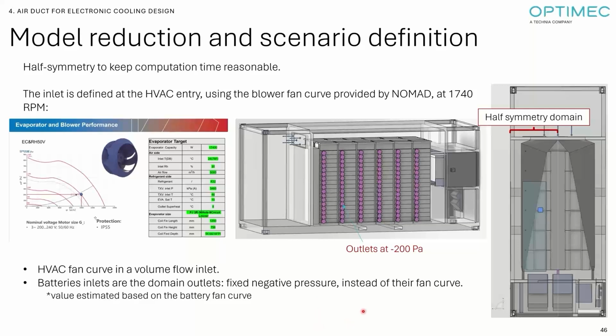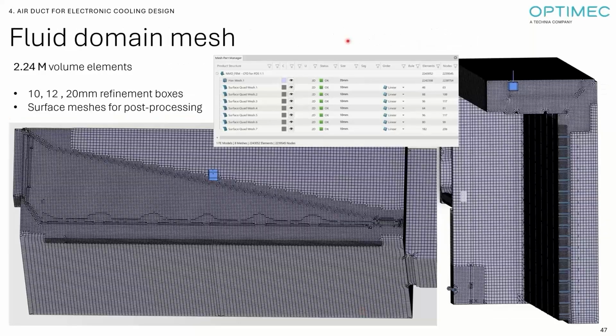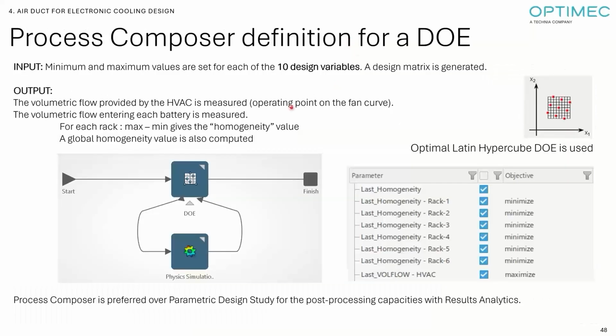The fluid domain is meshed quite efficiently using the volumetric X dominant mesh from the platform. And we are able to create refinement boxes at the key locations for a total of nearly 2.3 million elements. And we use the same approach you're now familiar with, the design of experiments driving a physics simulation, which is now no longer finite element analysis, but CFD analysis.